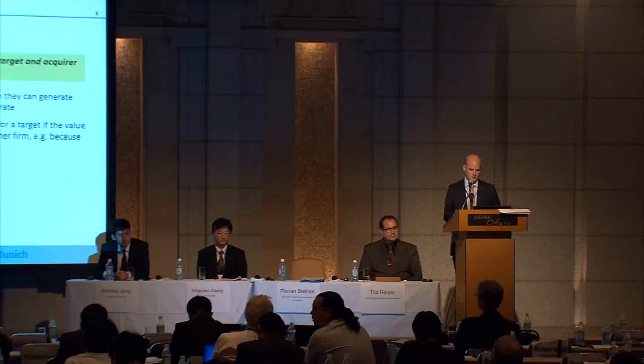The third hypothesis looks at a negative interaction effect between product market distance and technological distance. The hypothesis here is that the higher the product market distance between the acquirer and the target, the more acquirers prefer firms which are close in technological space. So the argument here is that if a company is more distant to you in knowledge space or technological space, there is a high degree of uncertainty and asymmetric information. So it's very difficult often for the acquirer to assess the technology that the target has.